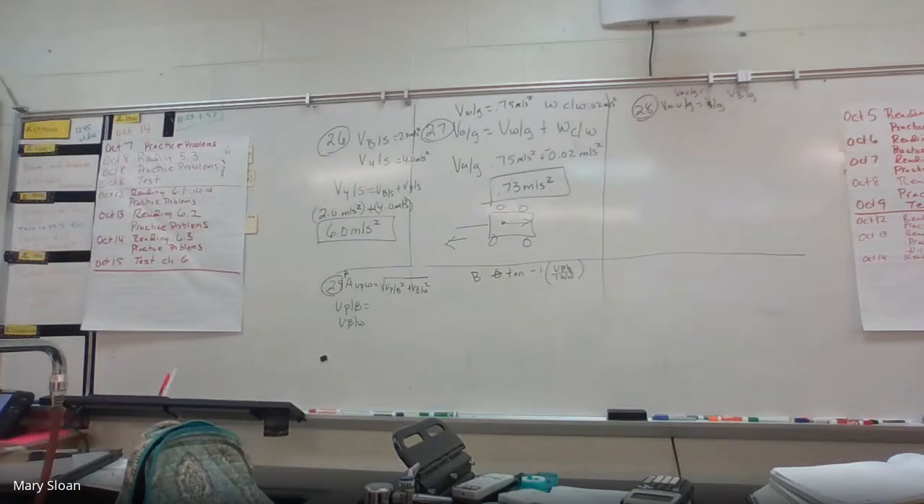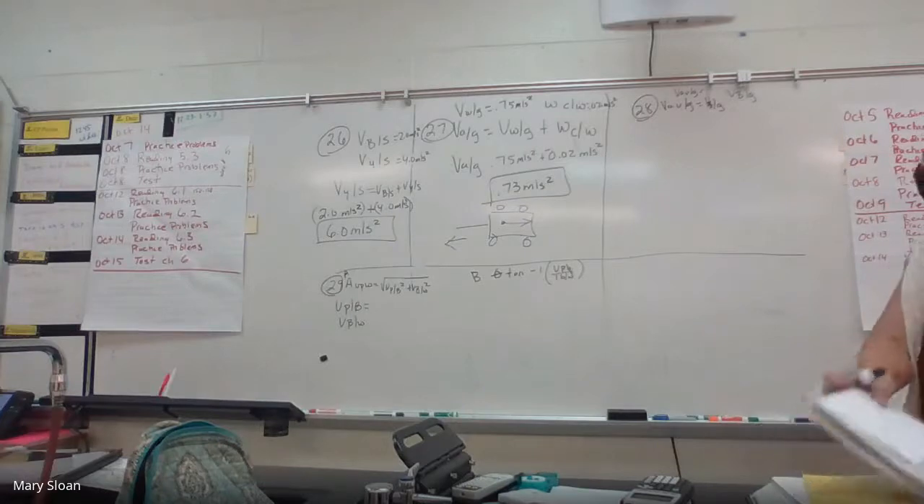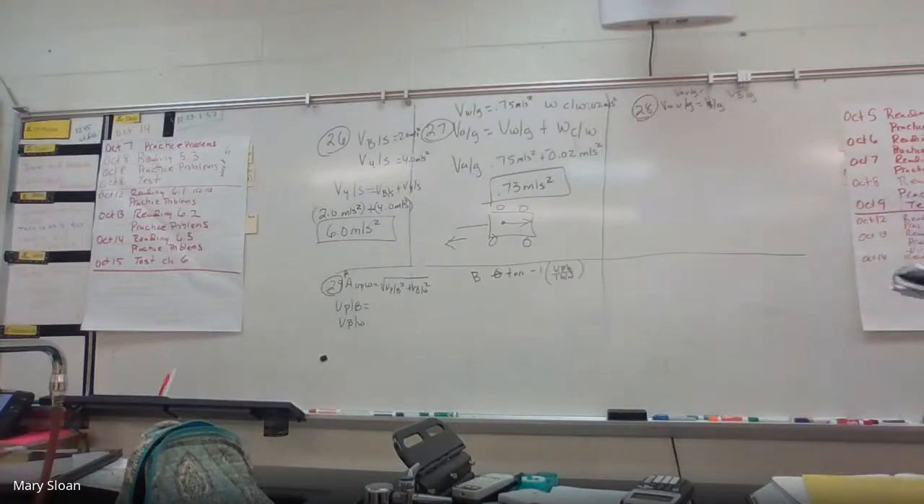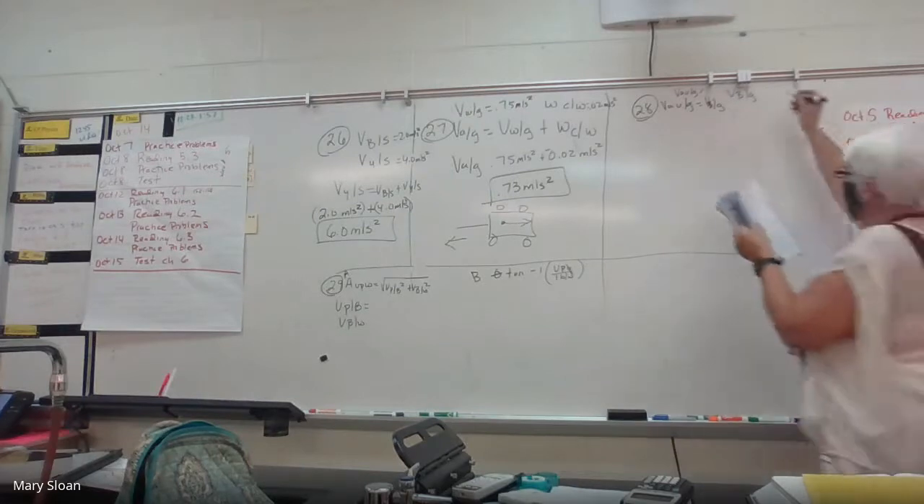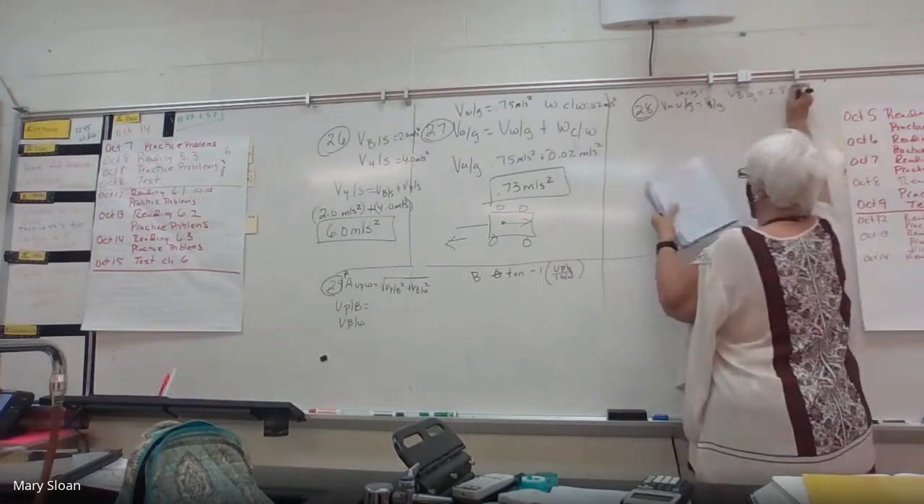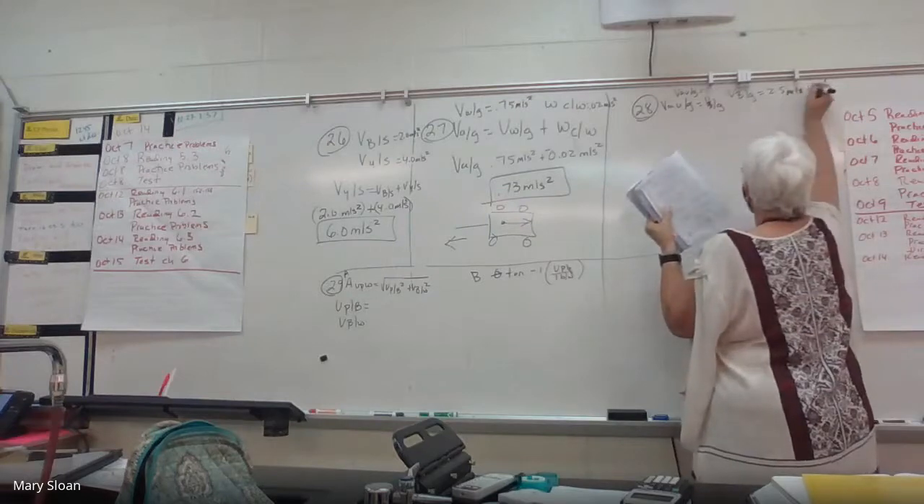28 says, a boat is rolling directly up a river at a speed of 2.5 meters per second relative to the water. Viewers at the shore see the boat moving at 0.5 meters per second relative to the shore. What is the speed of the river? Is it moving with or against the boat? So what are my numbers? 2.5. As the boat rolls, that's the boat. That's here. 2.5 meters per second squared, right?